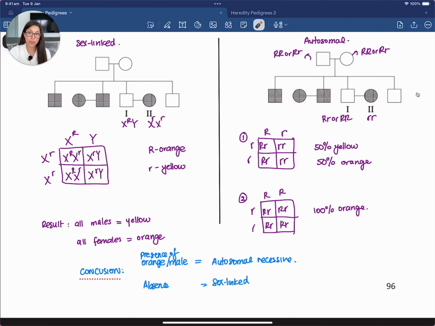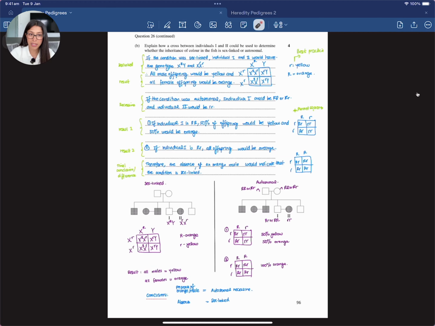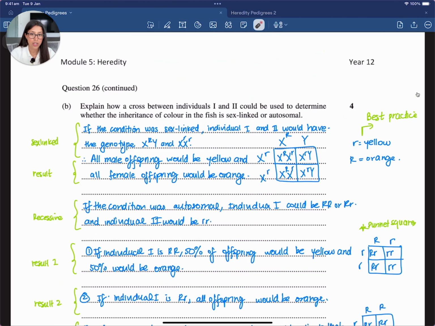Or the other way you could present it is that the absence of an orange male would tell me that it is sex-linked. So that was our plan in terms of how we write out the response. It's simply going to be including these Punnett squares and having some sort of a worded explanation to follow along. So first I go through the scenario of it being sex-linked.